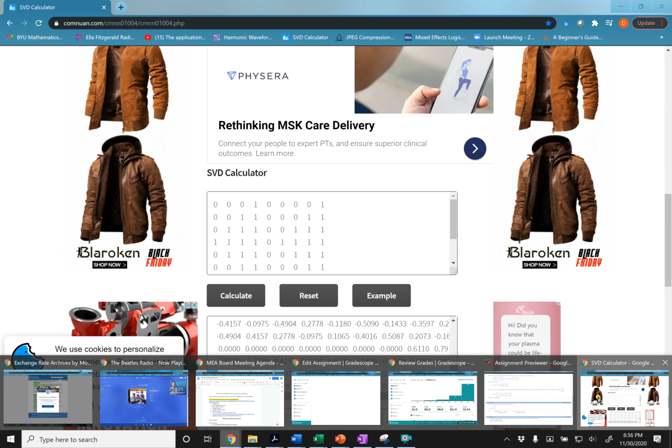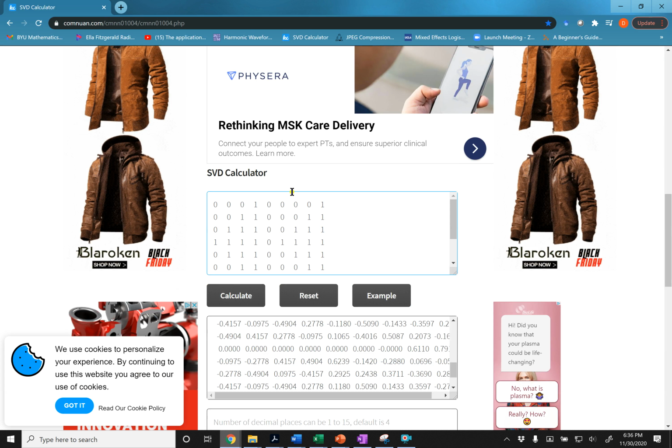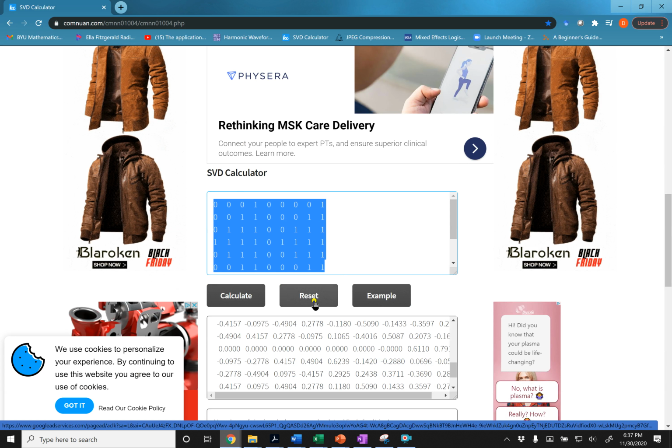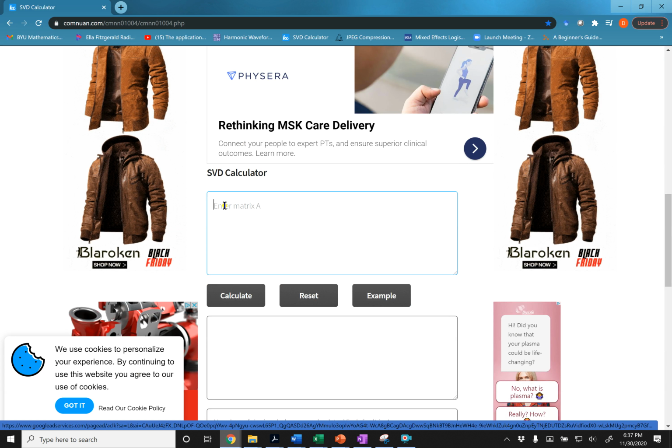And the best one that I've found, one of the really nice ones, is this one at comnuon.com. What you can do, I'll reset this so you can see, is paste in or type in a matrix. It doesn't have to be zeros and ones, it can be any matrix. This one is nice because it does some pretty big ones, so you can do real applications with this. The other ones limit you to sizes of like 7 or 8. For your homework, you're going to be dealing with things like 2 by 3s. They're not going to be very big if you do these by hand.